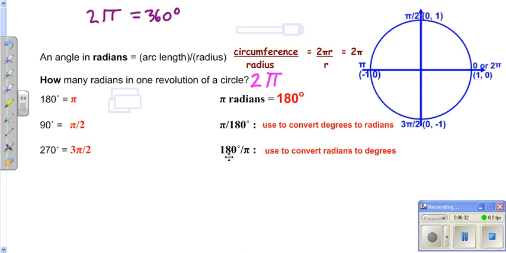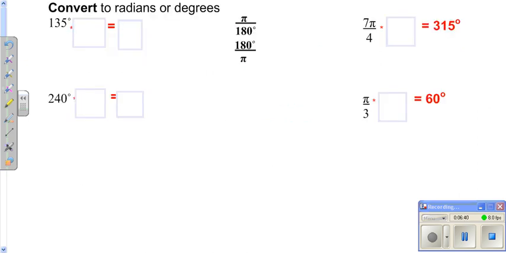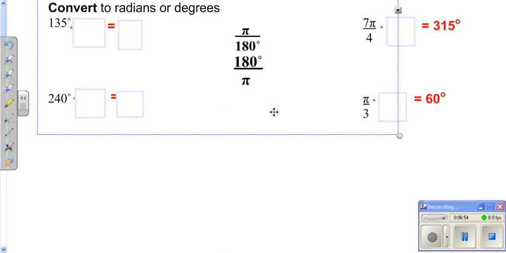If you had the fraction of 180 degrees over pi, you would use that to convert radians into degrees. And that's what we want to look at here. We want to go ahead and convert our 135 degrees into radians. Well, these are the two fractions that we could be dealing with. One of these is going to be helpful, one of these is not.